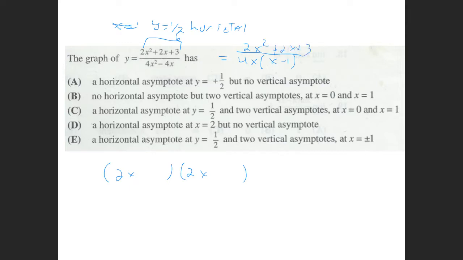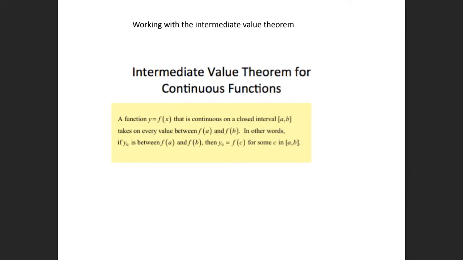So that means 0 and 1 are vertical asymptotes. Horizontal asymptote is y is equal to 1/2. 2 vertical asymptotes, x equals 0, x equals 1. That's absolutely correct. C is the correct answer there. Very nice. Excellent. That's why I said factoring is such a huge skill in calculus. You have to be able to factor all the time.